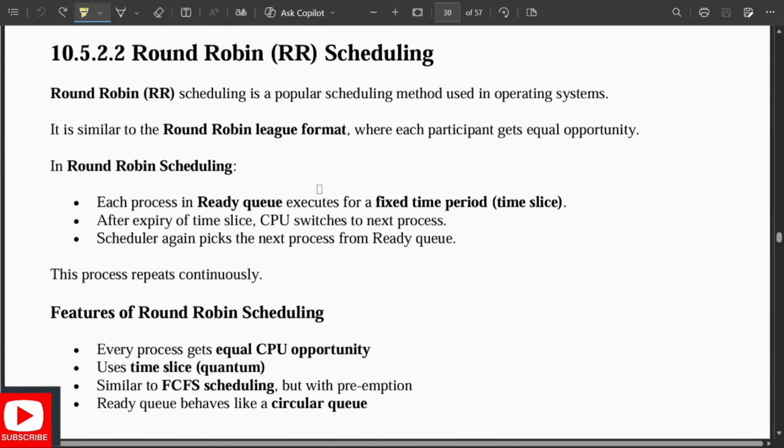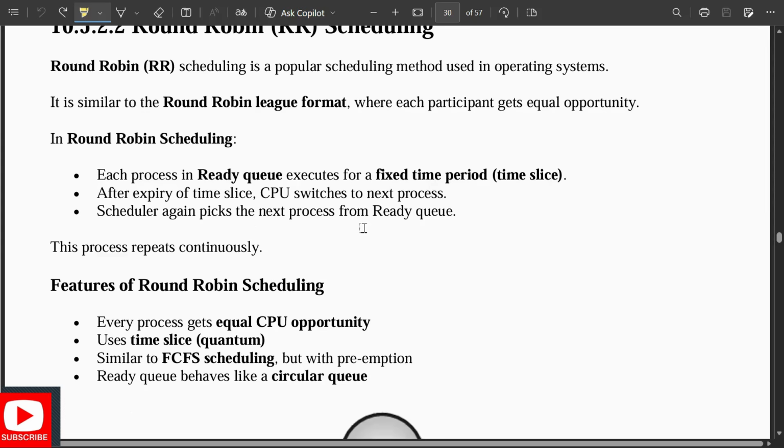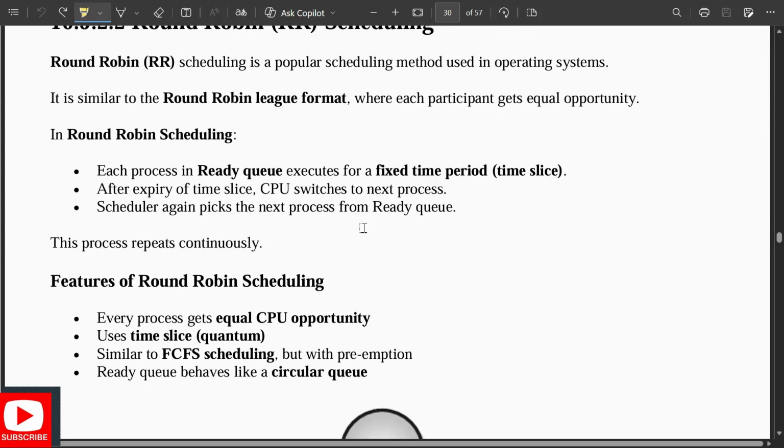Next is round robin scheduling. It is a popular scheduling method used in the operating system. It is similar to a round robin league format where the participants get equal opportunity. Here each process in the ready queue executes for a fixed time period. After the expiry of a time slot, the CPU switches to the next process. The scheduler again picks the next process from the ready queue, and the process repeats continuously.